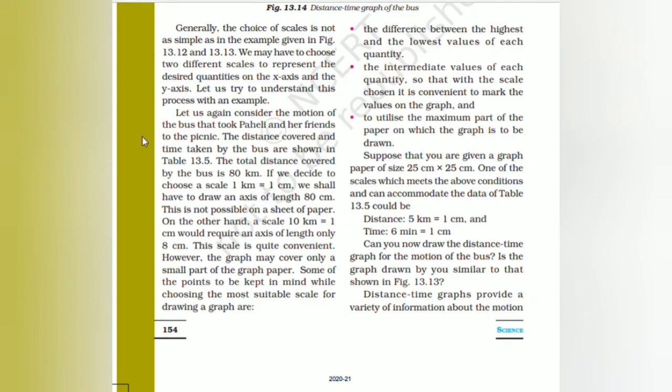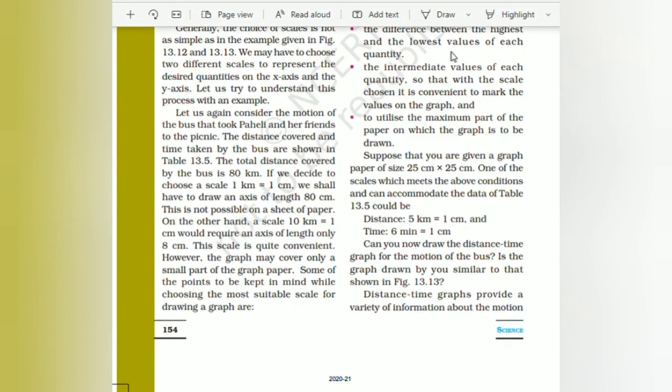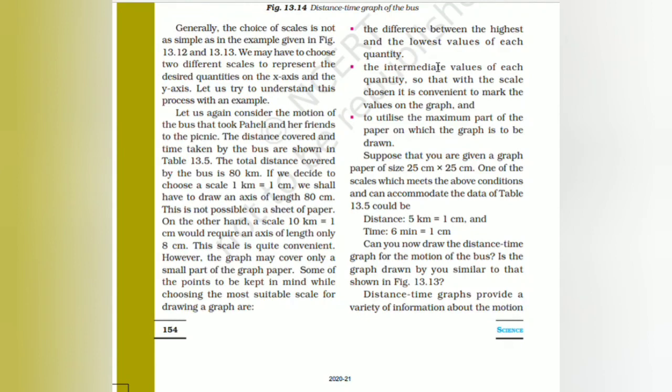Let us again consider the motion of the bus that took Paheli and her friends to the picnic. The distance covered and the time taken by the bus is shown. Total distance is 80 km. If we decide to choose a scale of 1 kilometer equal to 1 centimeter, we shall have to draw an axis of length 80 centimeters. Consider the difference between the highest and the lowest values of each quantity, and the intermediate values, so that with the scale chosen it is convenient to mark the values on the graph and to utilize the maximum part of the paper on which the graph is drawn.